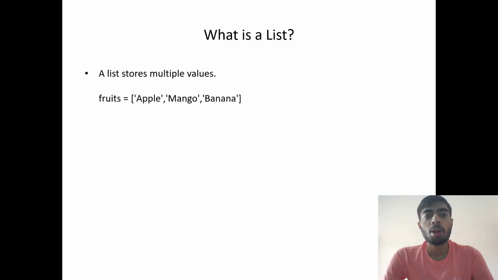Now let's learn about lists. A list is used to store multiple values in a single variable. Instead of creating separate variables for every item, we can place all the values inside one list. In this example, we have a list called fruits that contains apple, mango, and banana. Lists are enclosed in square brackets and can store different types of data. One important feature of lists is that they are mutable, which means we can add, remove, or modify elements whenever we want.